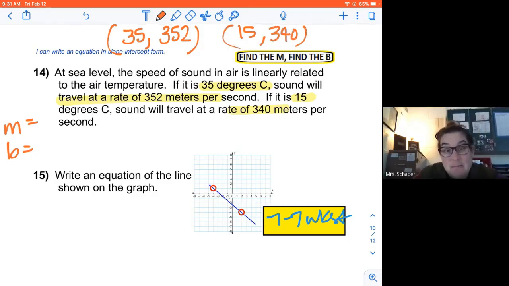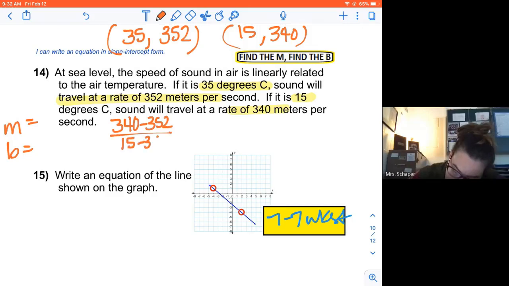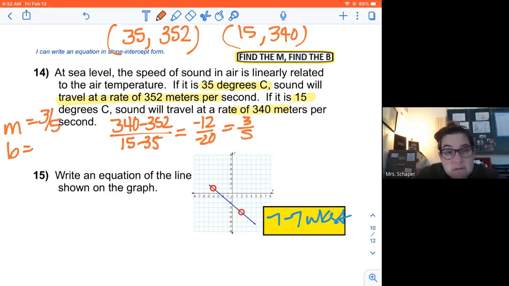So I need to find my M first. I've got a per degree, how does the rate change? So 340 minus 352 over 15 minus 35, negative 12 over negative 20 is 3/5. So my rate of change is 3/5. And now I have to figure out my beginning amount.